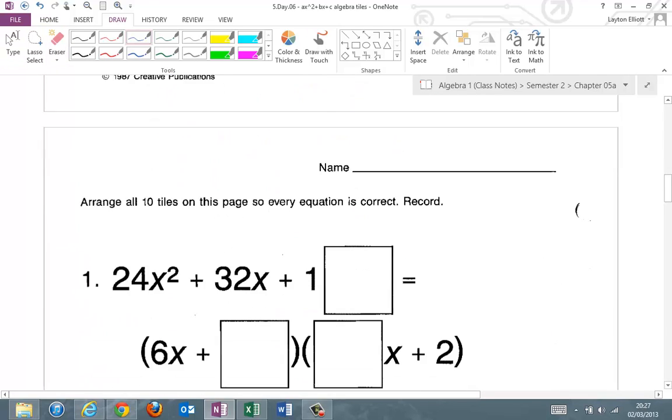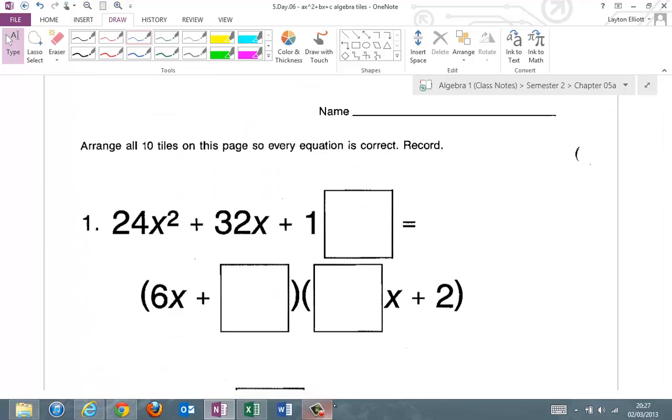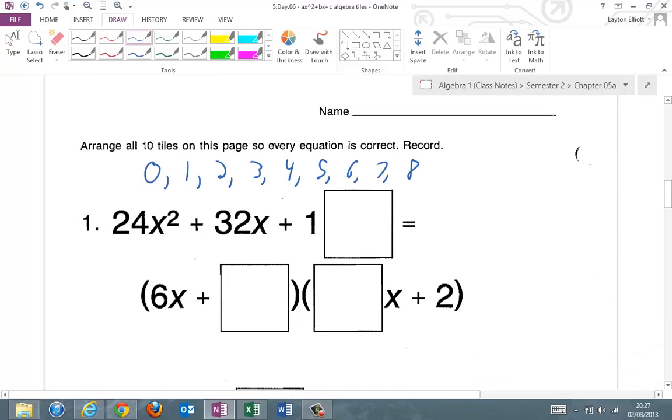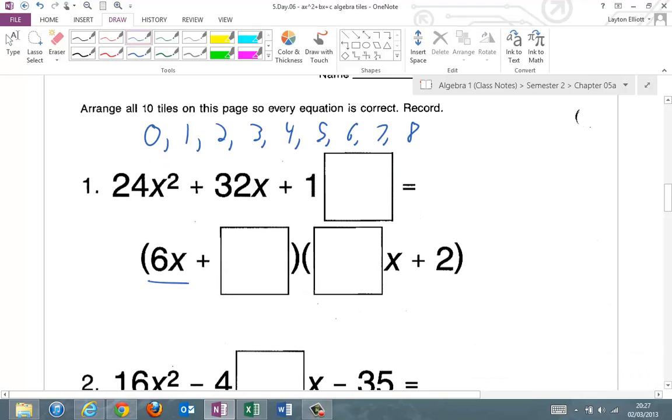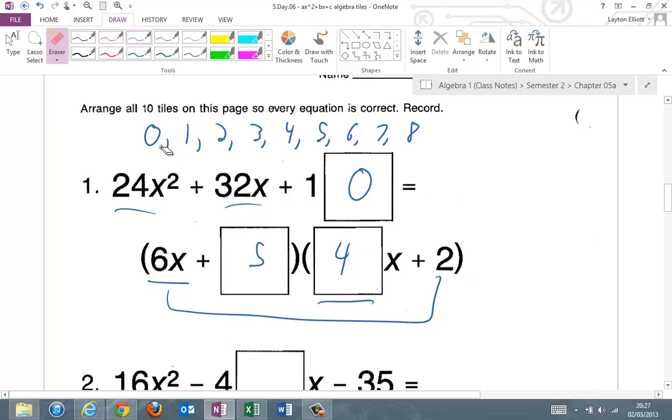Next page. Again, I'm going to write them all out at the top. 6 times what is 24? It's 6 times 4. That one has to be that. So that means outer and inner plus 12x plus 4 times, that would have to be a 5, because 5 times 4 is 20. 20 plus 12 is 32. And that makes my last become 10. So 0, 5, and 4 are out.